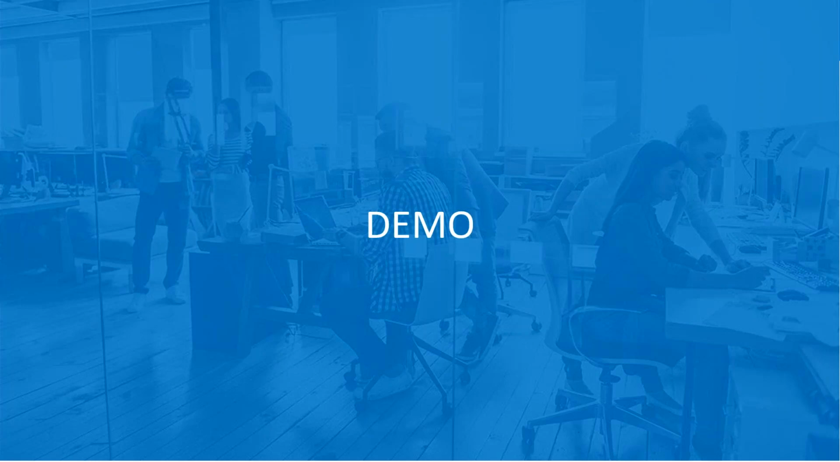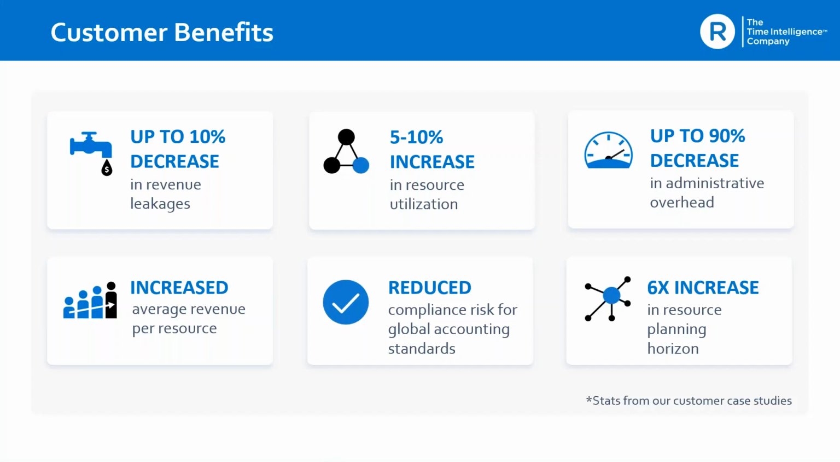So here's a quick recap of all the benefits that Replicon has offered. It can be you, it can be every other customer that we have today. For a lot of customers, we have seen a significant decrease in revenue leakages. There has been an overall increase in resource utilization, and a subsequent decrease in administrative overheads, of course. And as you saw in the demo today with the capabilities that Curtis showed, we've managed to increase the average revenue per resource and increase the resource planning horizons to a really big extent.